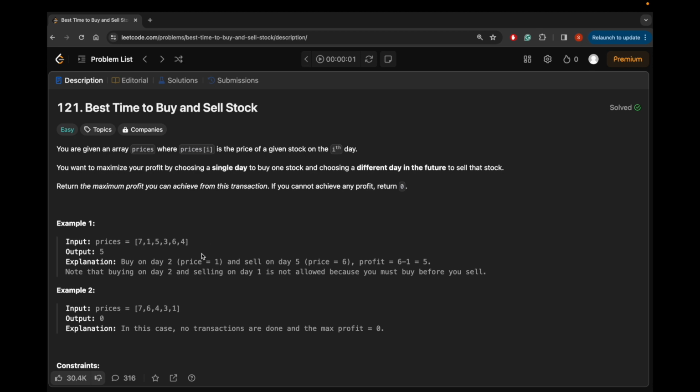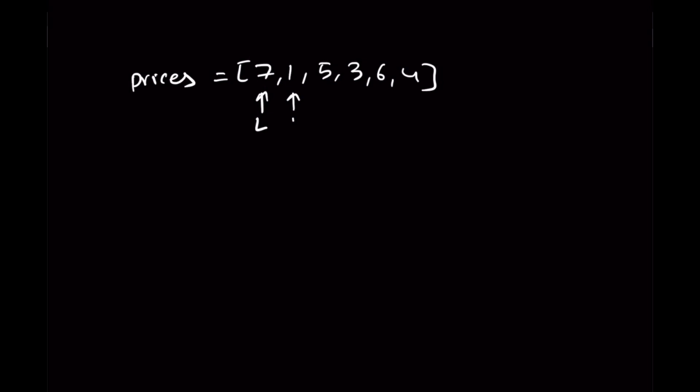You can do this question in different ways, but we will be using the two pointers method to solve this question, because I think that's the easiest one to understand. So let's jump to our board and try to figure out what the solution should look like. Let's say we have our array and we will take two pointers, a left pointer and a right pointer. The left pointer will be at position 0 and the right pointer will be at position 1.